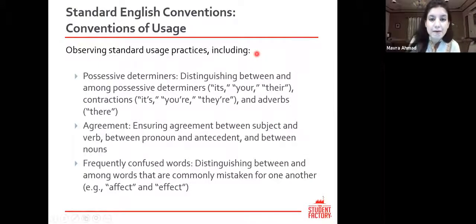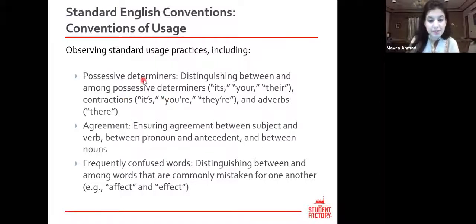Next up, we have conventions of usage, which is also a part of standard English conventions. Let's see अब हमें standard usage practices में कौन-कौन सी चीजों को mind में रखना होता है. The first point is possessive determiners. Distinguishing between and among possessive determiners, it's, your, their. हमें इनका डिफरेंस पता होना चाहिए इन possessive determiners का. We'll also be looking at more examples and what possessive determiners are.